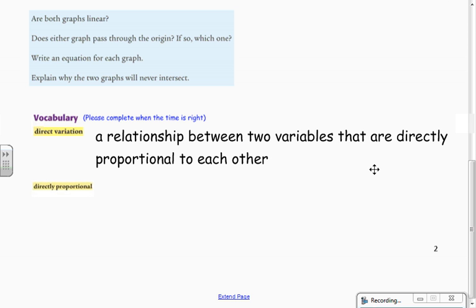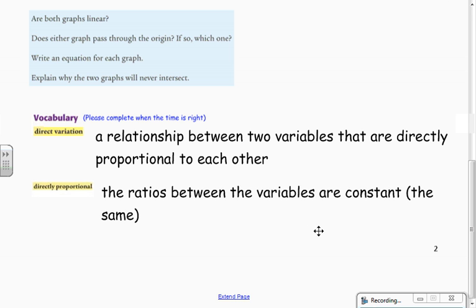Okay, so a direct variation is a relationship between two variables that are directly proportional to each other. And in case you forgot what proportional means, proportional are where you have a relationship where the ratios between the variables are constant. So when you divide the variables, you always get the same number. All right?